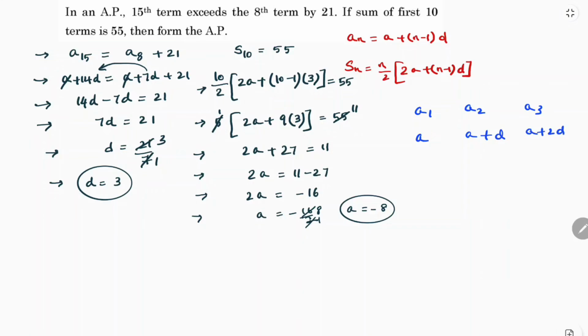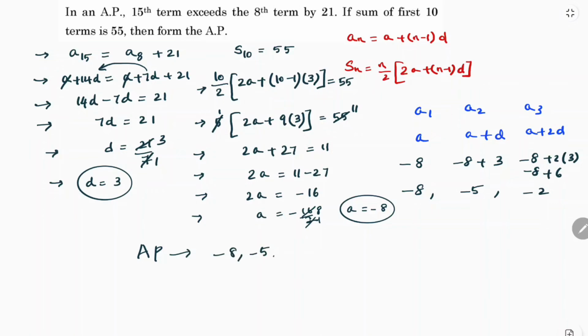So here the first term is minus 8. Minus 8 plus 3, minus 8 plus 2 into 3. So minus 8, minus 5. Here minus 8 plus 6, which is nothing but minus 2. So the AP, therefore, is minus 8, minus 5, minus 2, and so on. So this is the AP.